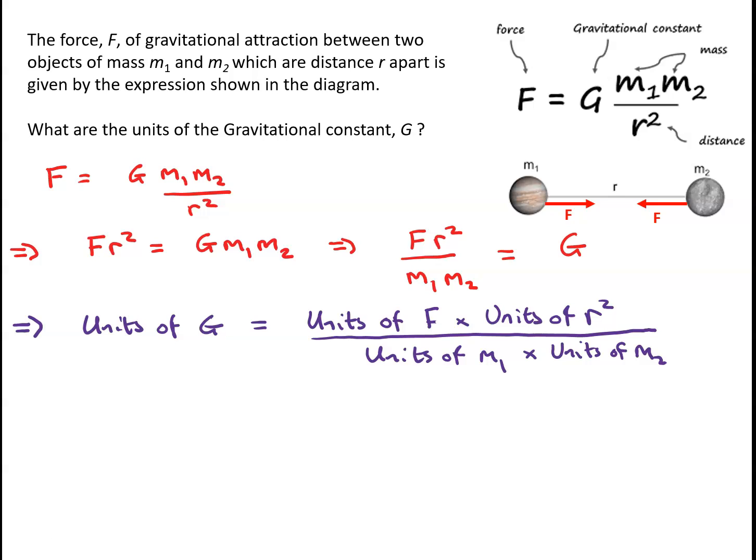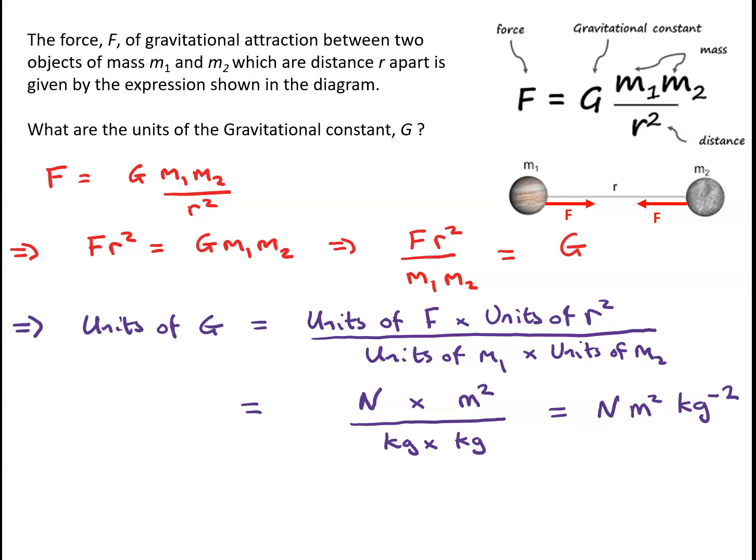The units of force we know are newtons. The units of r are meters, because r is a distance, so the units of r squared will be meters squared. And the units of m1, well, m1 is a mass, so that must be kilograms, and the units of m2 must also be kilograms. So the units of G must be newtons times meters squared divided by kilograms times kilograms. We can write that as newtons meters squared kilograms to the minus 2.